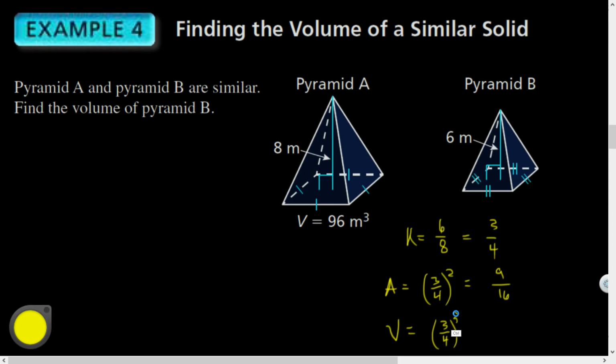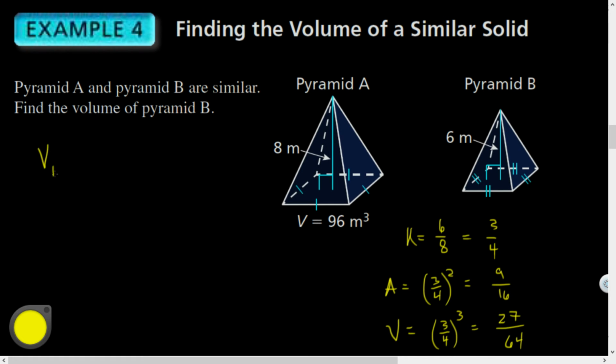Wow, that's a sad-looking 3. There we go. Question? The scale factor. I was using K from our scale factor days of dilations. 3 cubed is 27. 4 cubed is 64. So to calculate volumes, once I know the scale factor, I cube the scale factor in order to figure out that relationship for volumes.